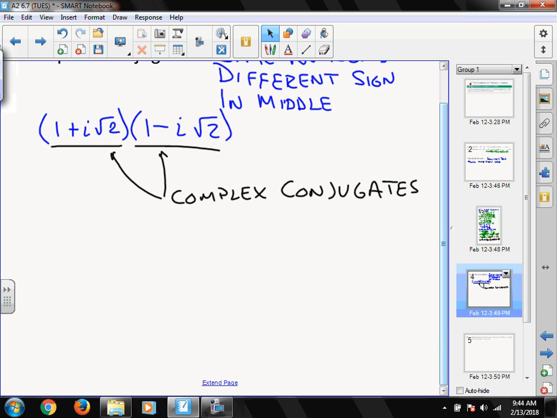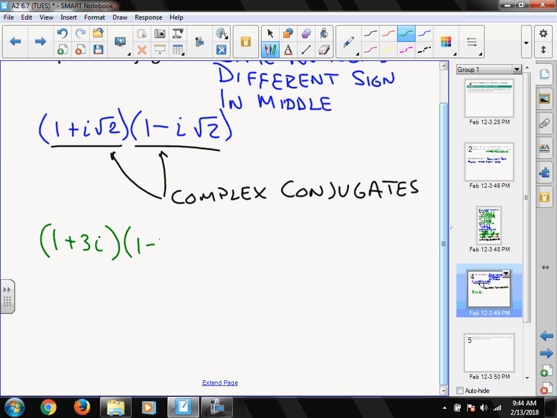And I'm going to show you real quick why we like complex conjugates, if you guys remember. So, if I have 1 plus 3i times 1 minus 3i, these have a certain pattern, and I'll let you guys figure out what it is. Yeah, get that 3i out of there. So, when I multiply them together, I'm going to end up with all of my i's gone.